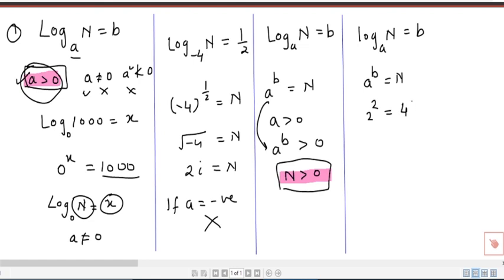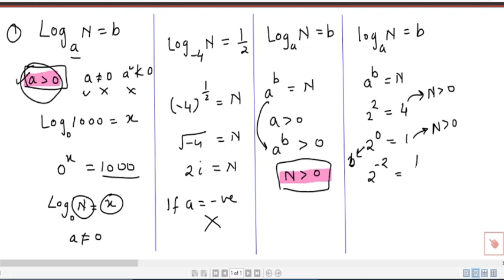So n is 4 here, which is greater than 0, and 2 is the base, which is greater than 0. So everything is good. Now again I will take the power 0, then I will get 1. So now n is greater than 0, and here the base is 2, everything is good. So 0 can also be the power, and if you take power minus 2, then what will happen?